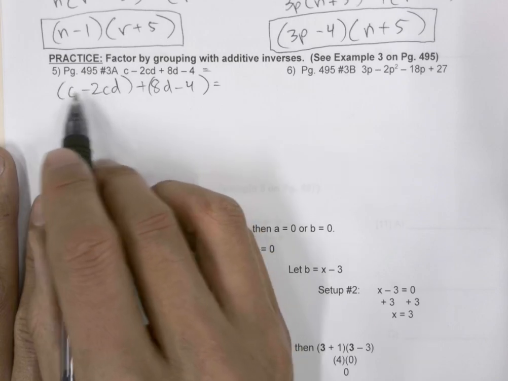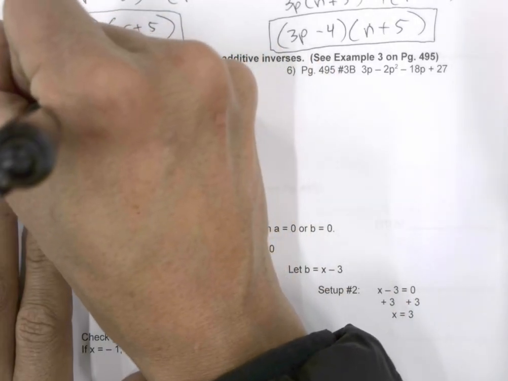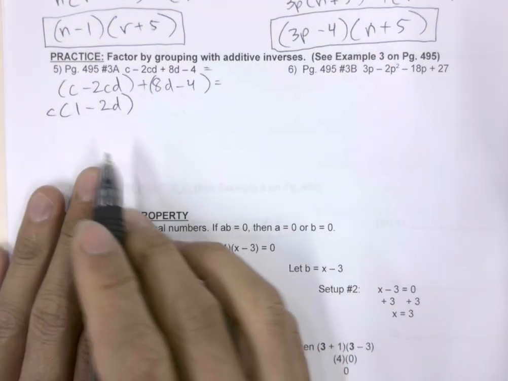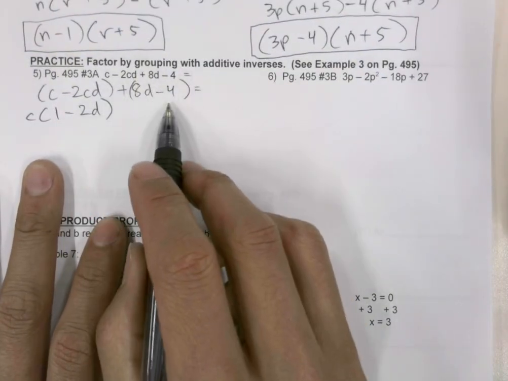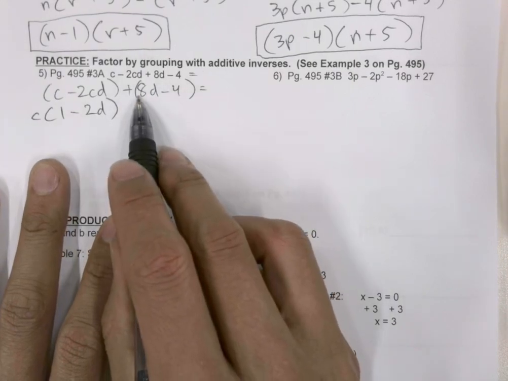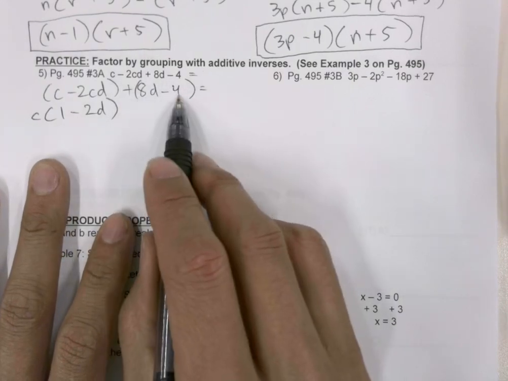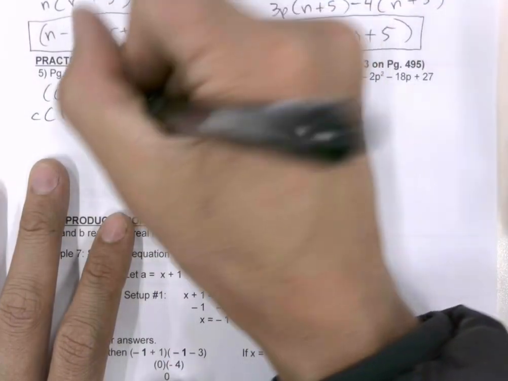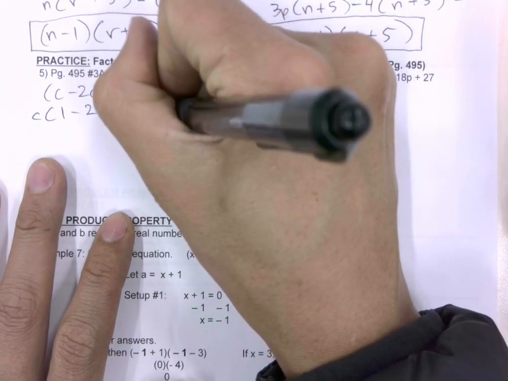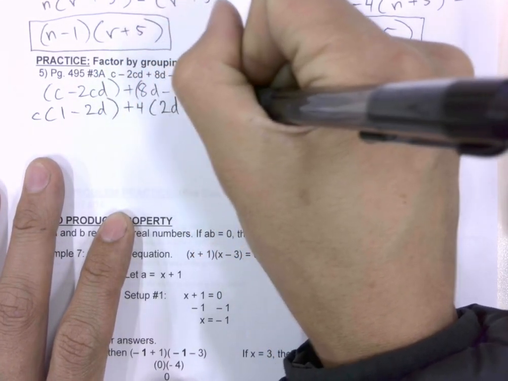So we can see we have a c in both terms. So let's factor that out. We get c times 1 minus 2d, like that. Right. What can we factor out in the second polynomial? We can factor out a 4, because 4 is the greatest common factor between 8 and negative 4. Right. So we'll factor out a 4. So we'll say plus 4 parentheses 2d minus 1 parentheses.